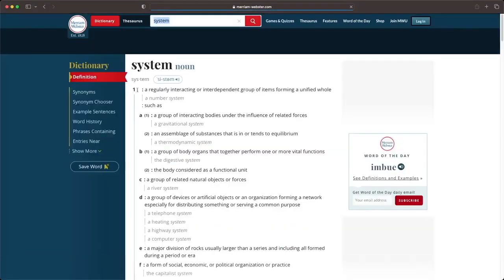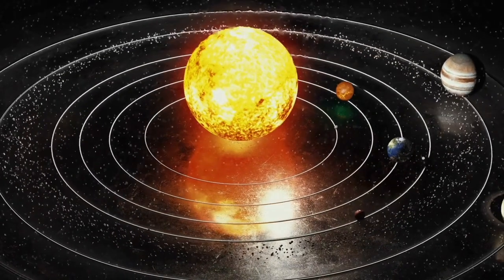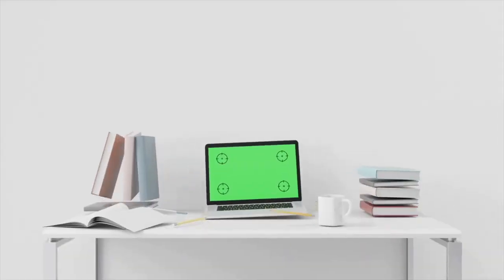The final term is system, and of course this word is used a lot by everyone, but many have used this word unconsciously. Now, what does a system mean? According to Merriam-Webster, a system is a regularly interacting or interdependent group of items forming a unified whole. So all items in this system are essential for it to exist. Take, for example, the solar system. No gravity, no one knows where we'll end up.